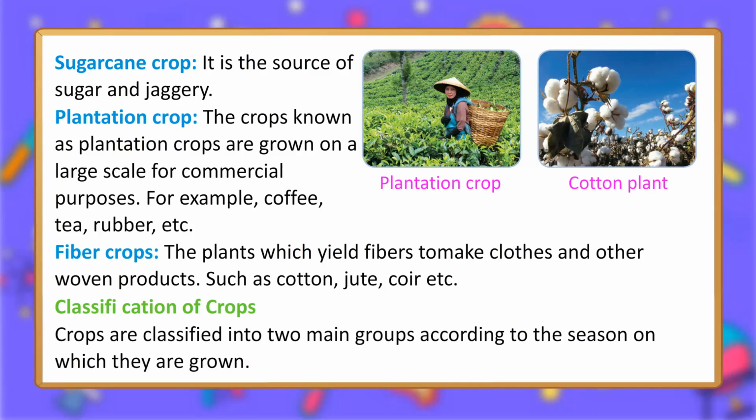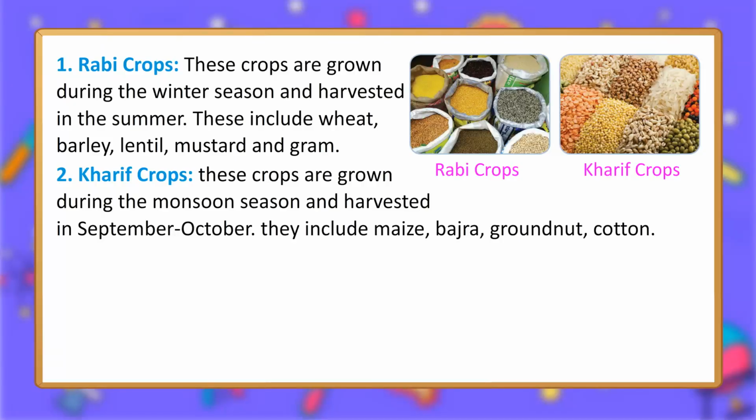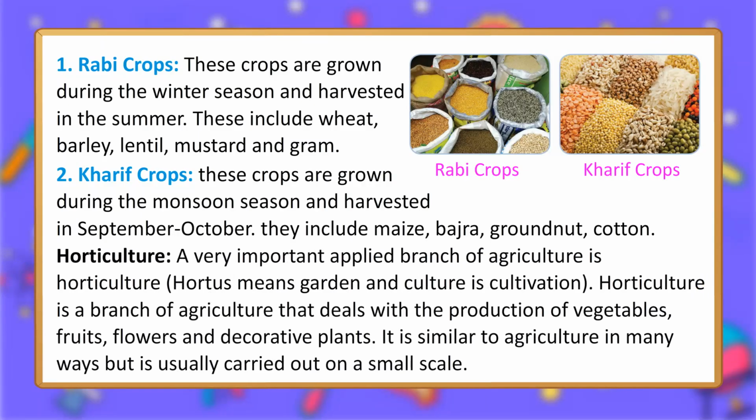Classification of crops. Crops are classified into two main groups according to the season in which they are grown. 1. Rabi crops. These crops are grown during the winter season and harvested in the summer. These include wheat, barley, lentil, mustard and gram. 2. Kharif crops. These crops are grown during the monsoon season and harvested in September to October. They include maize, bajra, groundnut, cotton.